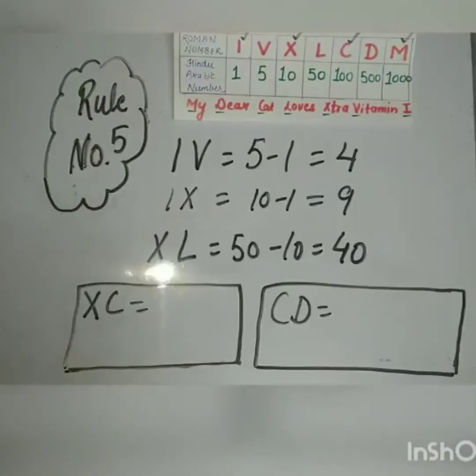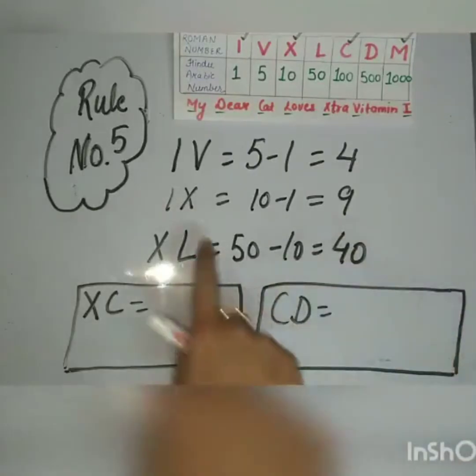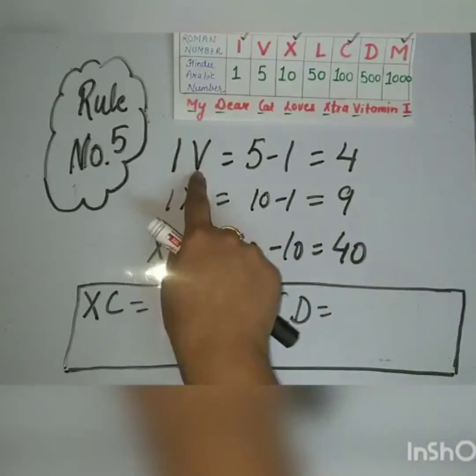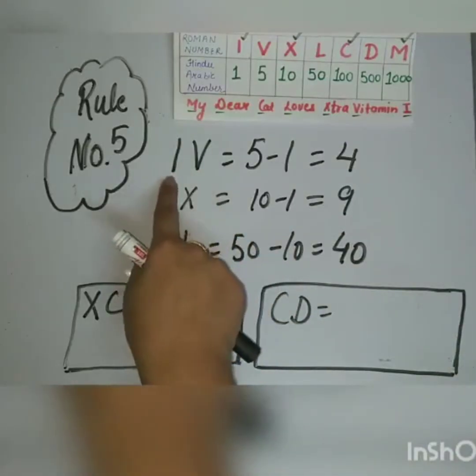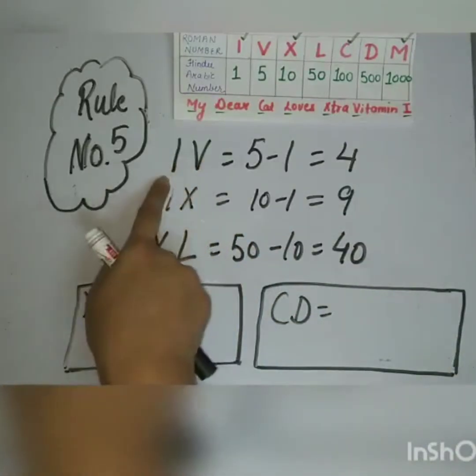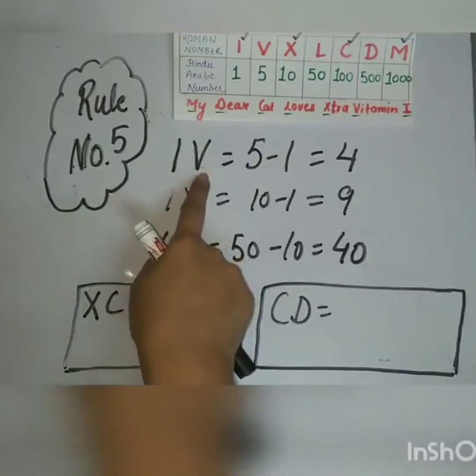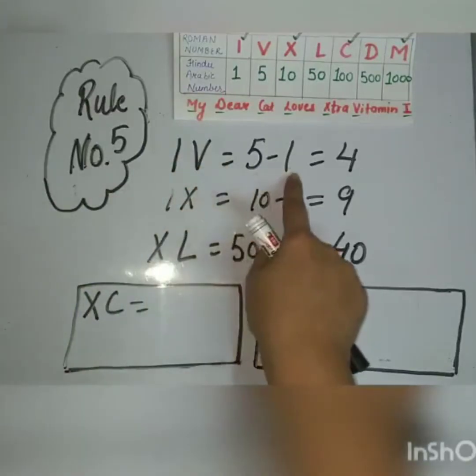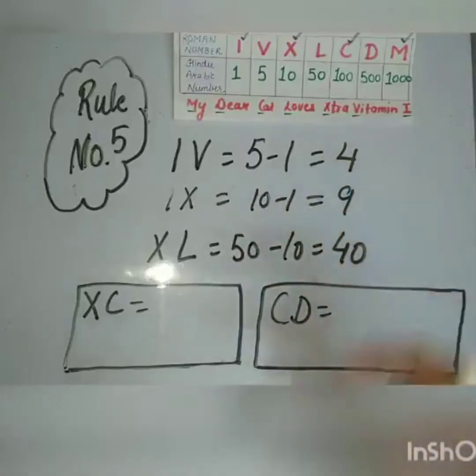Rule number 5. If a symbol with a smaller value is written on the left of a symbol with a greater value, then its value is subtracted from the value of the greater symbol. For example, I V. V represents 5. The smaller value is written on the left side of the larger value. So 5 minus 1 equals 4.